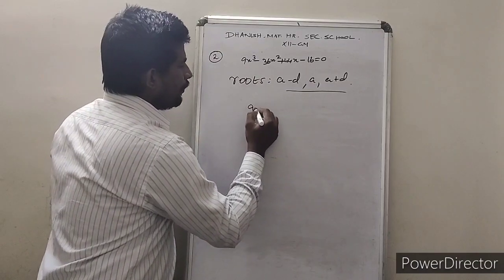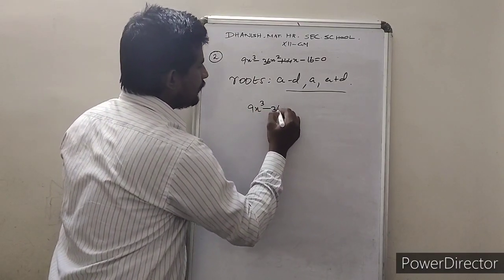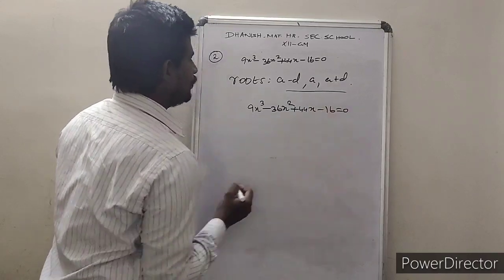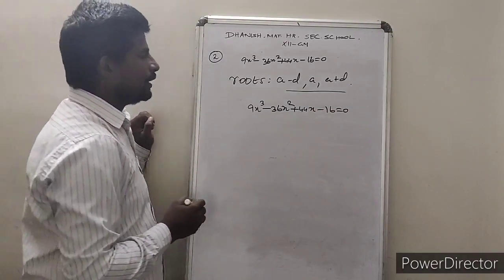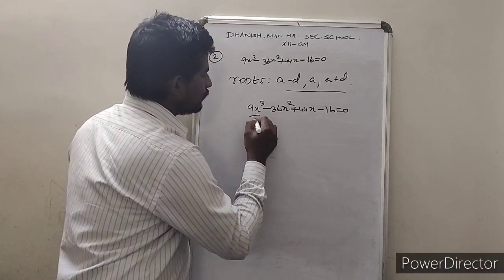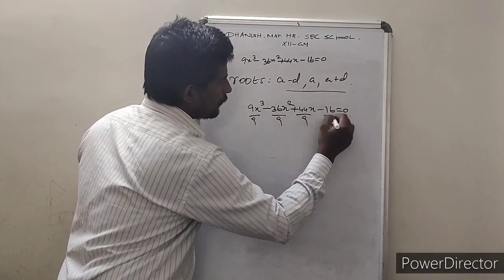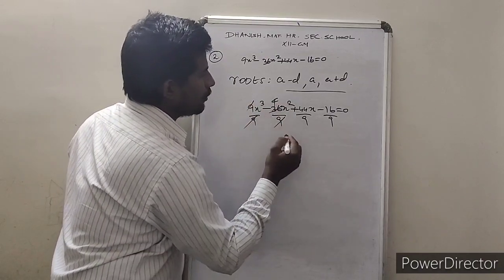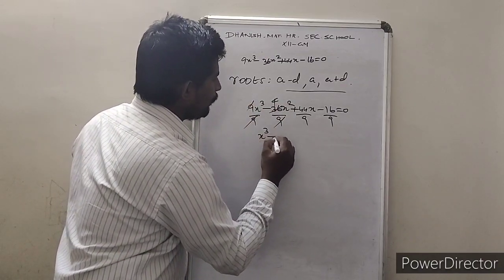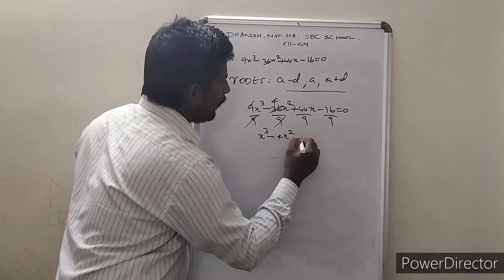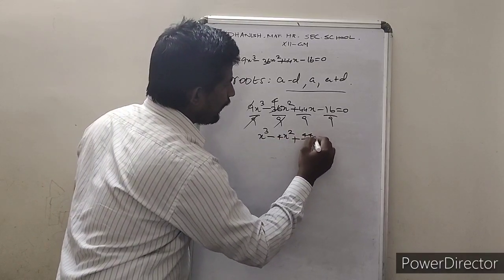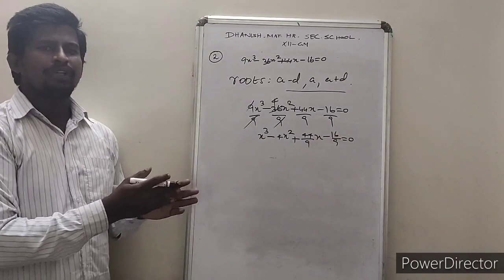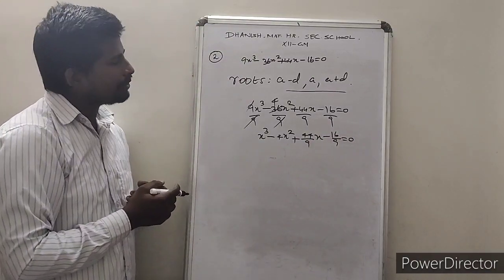Now I am going to write the given equation 9x cube minus 36x square plus 44x minus 16 equal to 0. Now I am going to divide this equation by the coefficient of x cube, that is by 9. These two will get cancelled. So what's the remaining? x cube minus 4x square plus 44 by 9 x minus 16 by 9 equal to 0. Here also I am going to apply Vieta's formula for a cubic equation.